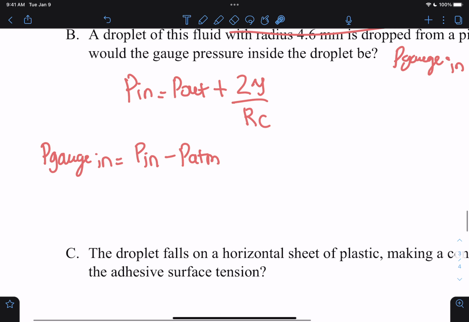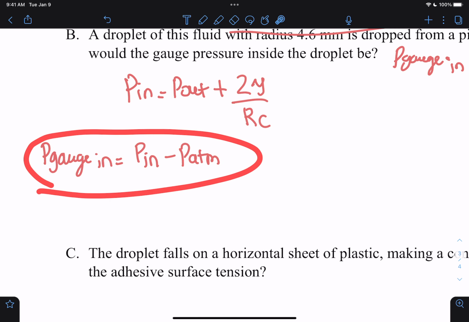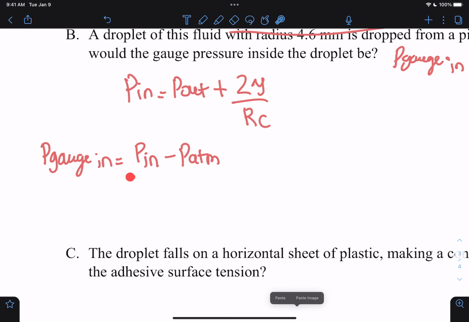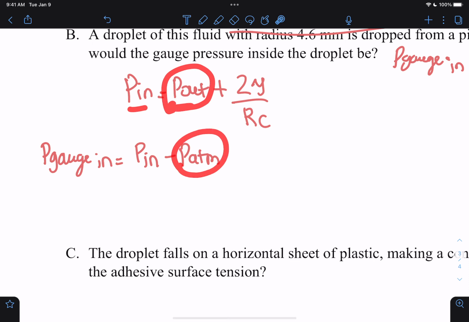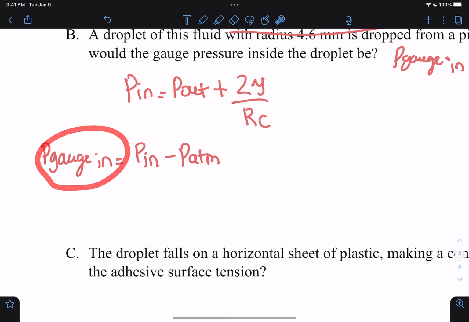So if we're trying to figure out the gauge pressure inside the droplet, that's the same as saying the absolute pressure of the inside minus atmospheric pressure. Well, if this is in terms of absolute pressures, then P in minus P out, where out is the atmospheric, just subtracting P in minus P out will give us the P gauge in, right? That would give us the gauge pressure there.